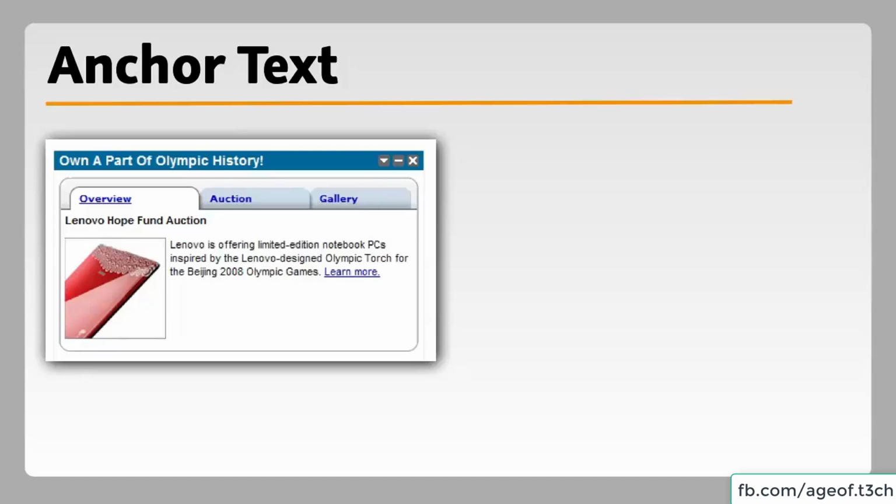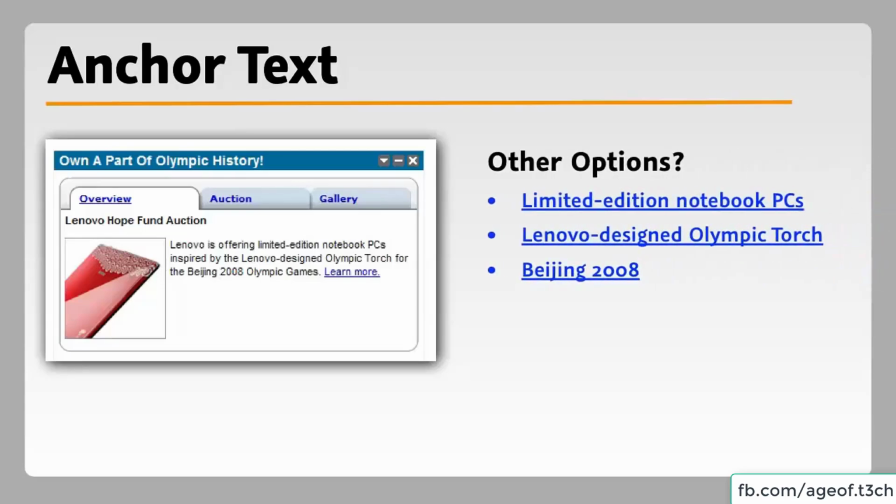Now, this is a terrible piece of writing because it's got multiple subjects in it, and then it gives you a link that says learn more. About what? What are we learning more about? We have three different things here. See, anchor text is all about providing context. What are we learning more about? Are we learning more about the limited edition PCs? Are we learning more about the torch? Or are we learning more about the Olympic Games?